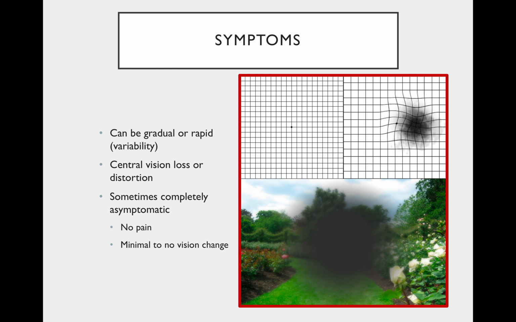Symptoms can be gradual, however, more often they're rapid. It involves central loss of vision and distortion on the Amsler grid. Sometimes it can be completely asymptomatic, meaning the vision loss is mild. Of course, with macular degeneration, there is no pain, and at times the vision changes are subtle.